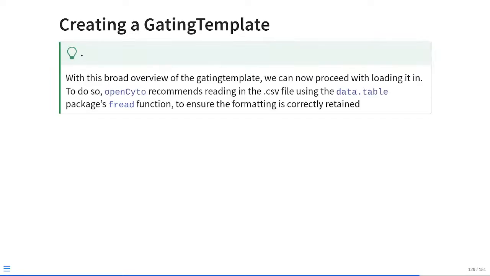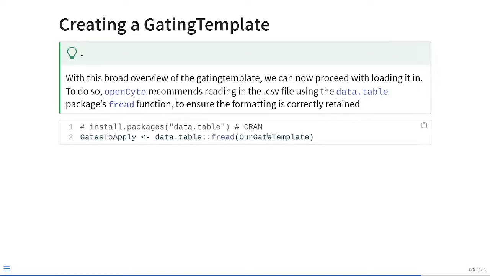So this is a broad overview of what a gating template resembles, but let's go ahead and load it in and see what happens when we apply it to our gating set. openCyto recommends that when you read in the .csv file that you use the data.table package, specifically the fread function. The reason for this is it's a little bit better at enforcing formatting than either the readr or the read.csv functions. So this is the one that you should go ahead and use when you're loading in your gating template. What this looks like is we're just providing the file path to our .csv file to data.table, to the fread function specifically.